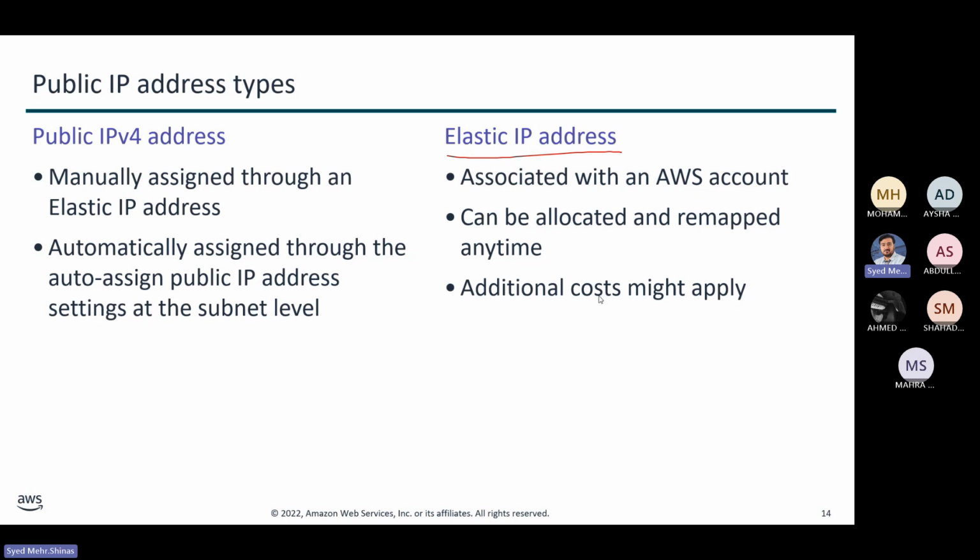Now, then we have the elastic IP address. It is associated with the AWS account and can be allocated and remapped anytime, and additional cost might apply. The elastic IP address is a concept from Amazon Web Services. It is a static public IPv4 address, so you can allocate it to your AWS account and then attach it to a resource, such as your EC2 instance.